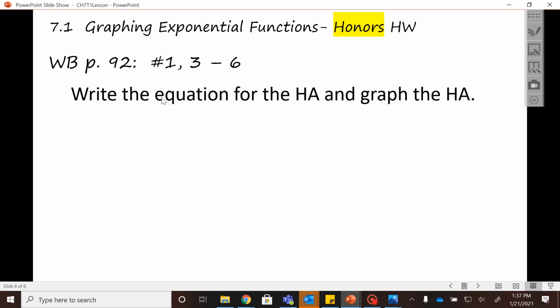All right, so on the homework, make sure you write the equation for the horizontal asymptote. Make sure you put the horizontal asymptote on the graph. We're doing 92, numbers 1 and 3 through 6.